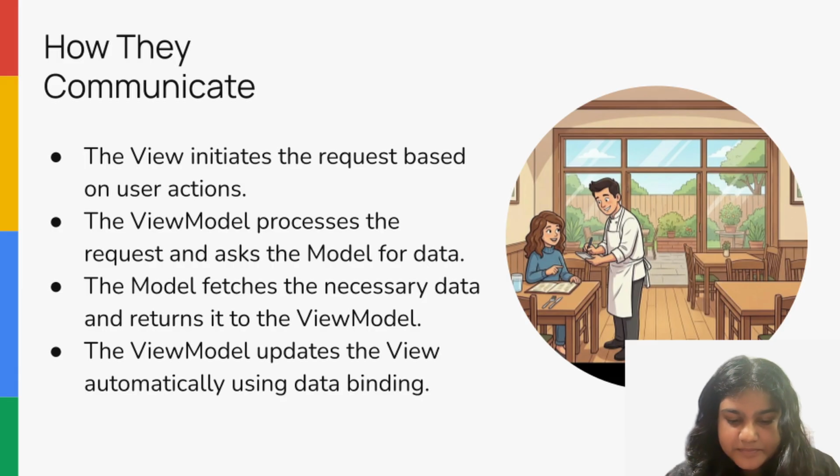Now, typically, the view model does not call a function on the view like view.showData. Instead, it updates a variable inside itself, an observable. Because of data binding, the view is listening to that variable and detects the change automatically. This is called unidirectional data flow. Data flows from the model up to the view, and events flow down from the view to the view model to the model.